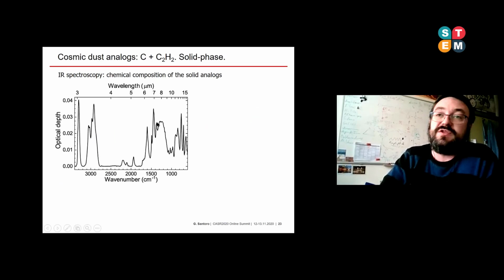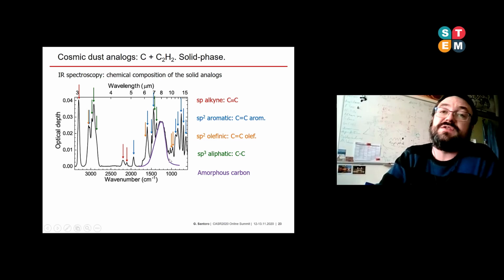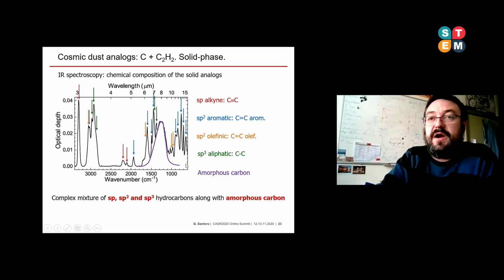Okay, this is just what happens to the solid phase. I'm running out of time, so I will not go into details, but this is infrared spectroscopy, and we see some bands that are assigned to sp carbon, others to aromatic sp2 carbons, to olefinic sp2, as well as aliphatic sp3 carbons. And also this broad band corresponds to amorphous carbons. So our analogs are really a complex mixture of sp, sp2, and sp3 hydrocarbons along with amorphous carbons. So all the gas phase species have been really incorporated into the analogs.